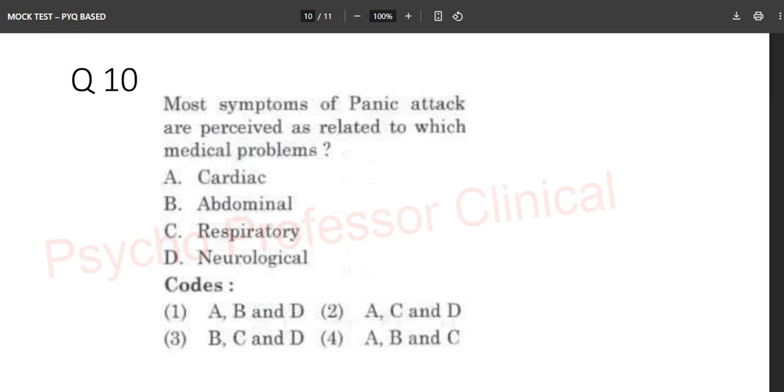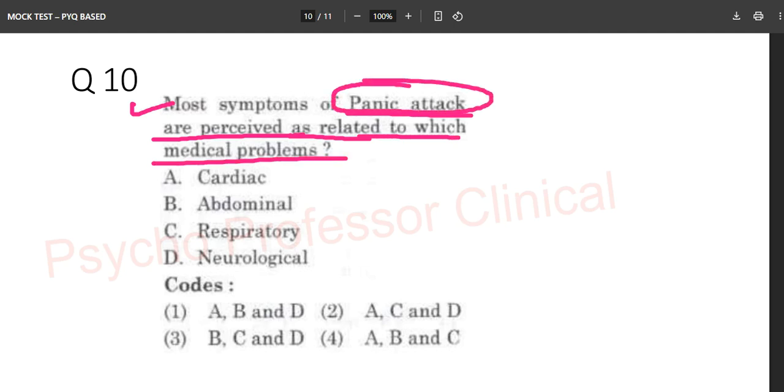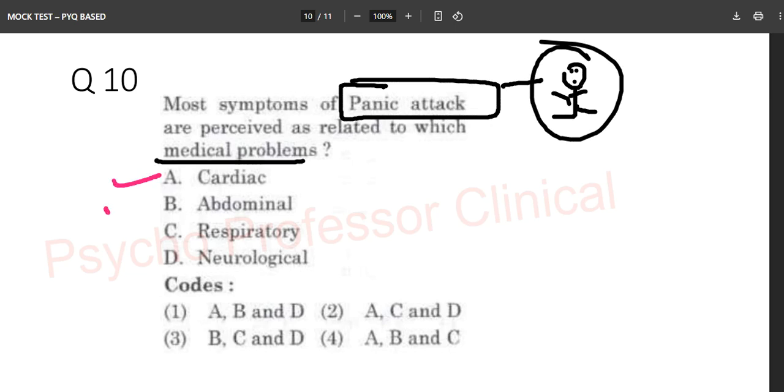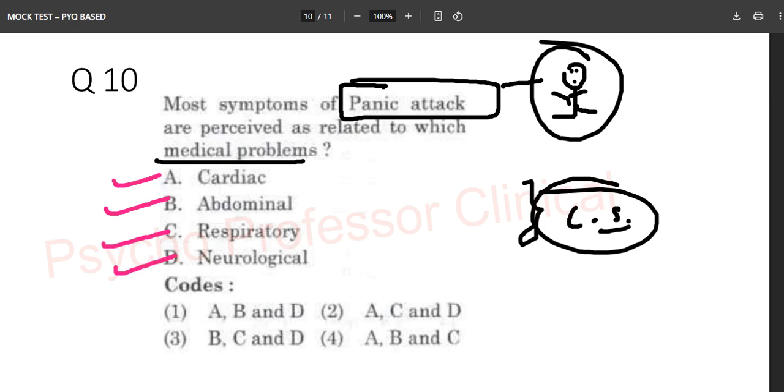Because it is telling you that most symptoms of panic attack are perceived as related to which medical problems. We are discussing panic attack or panic disorder or anxiety disorder, and now we have to apply our knowledge to cardiac, abdominal, respiratory or neurological. The panic attack which you or any person is having around your neighborhood or in a train, bus, flight, anywhere, is perceived as related to which medical problem? Is it a cardiac problem? Is it an abdominal problem? Is it a respiratory problem? Or is it a neurological problem? Even if you apply common sense, you will be able to answer this. But if not, try to comment down below what is going to be the correct answer.